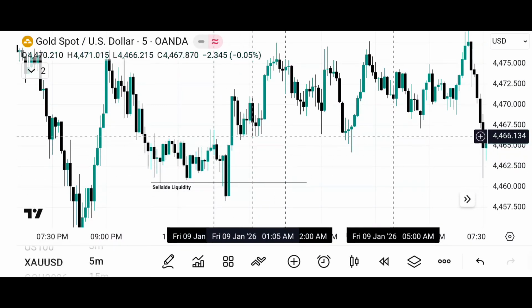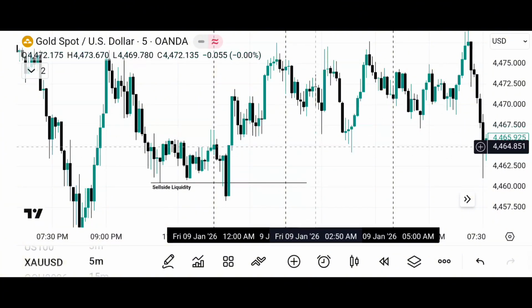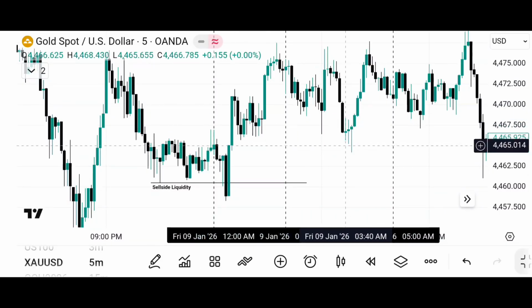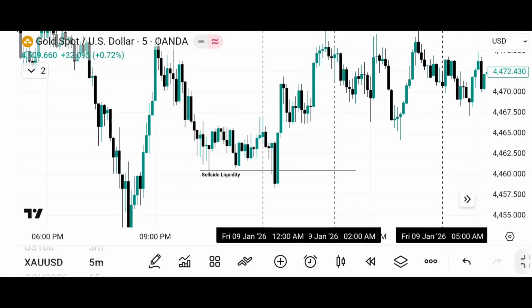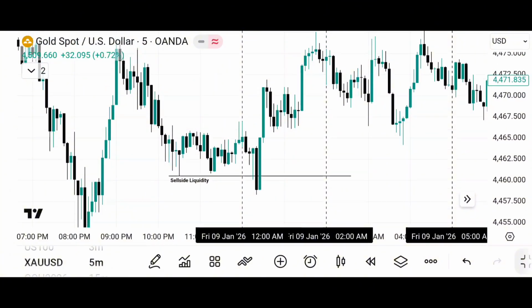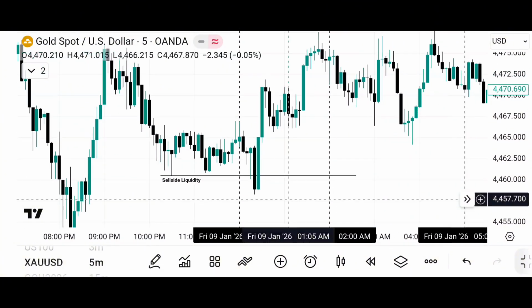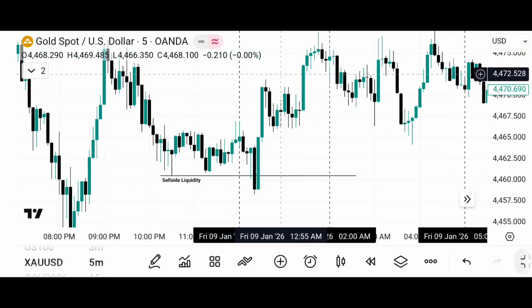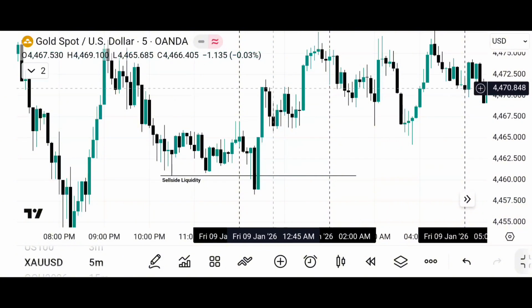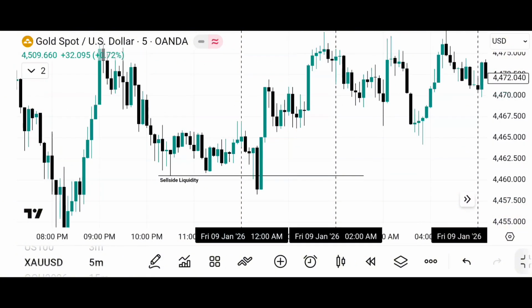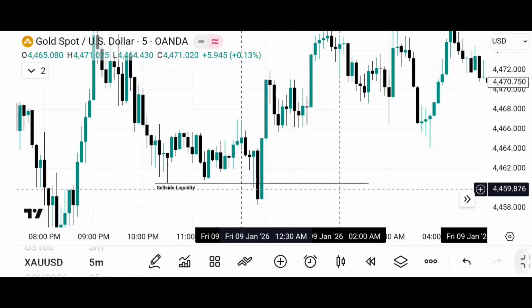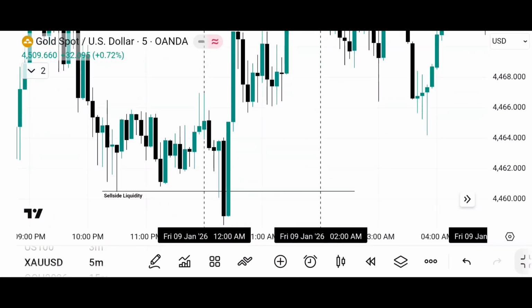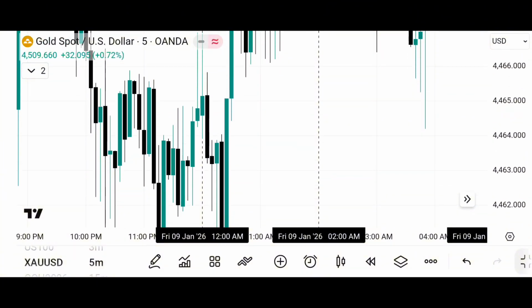Not that it's not the main focus, but there is also a setup inside the London key zone, like a replicant of this that also played out there. This is actually the ICT 2022 mentorship model, whereby price takes out sell side or buy side liquidity, then goes upward or downward with displacement. In this case, it's taking out sell side liquidity and you see the displacement, the length of this candle, and the length of this as well. Then the fair value gap being formed is really small.